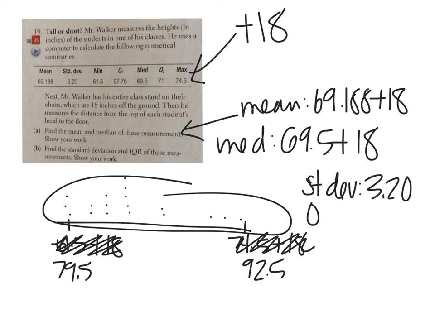Same thing with the IQR. So remember, IQR is Q3 minus Q1. So I do 71 minus 67.75. It doesn't matter that I added 18 to it because it's going to be spread out the same amount.